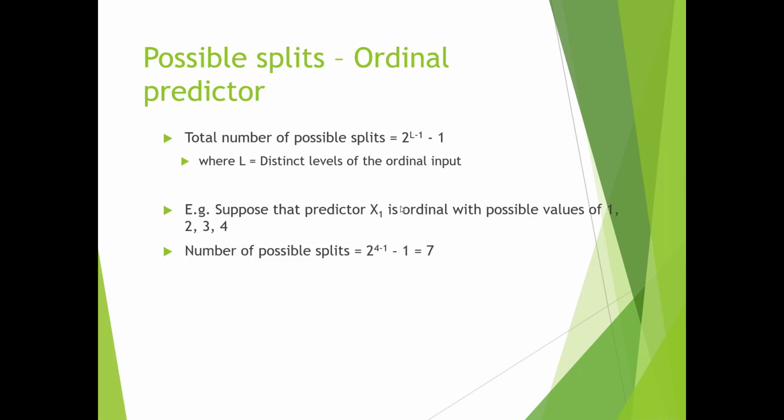Okay, so each value you can split. Remember, you can split at each value. So if you have 1,000 possible values, you have 1,000 possible splits.